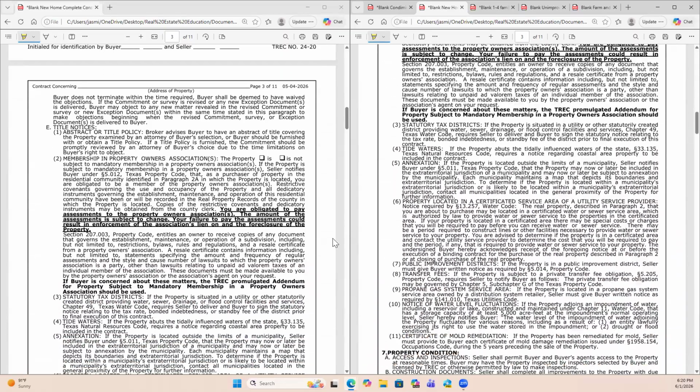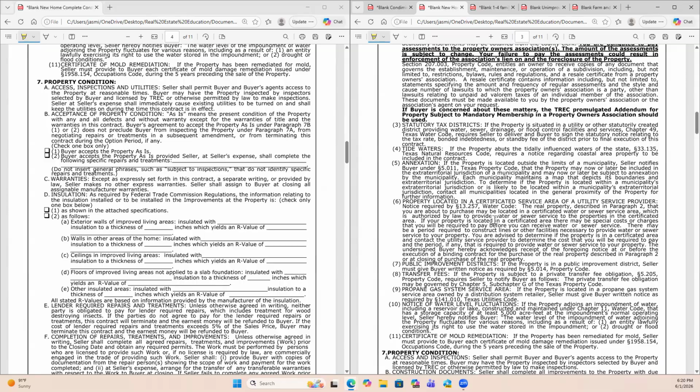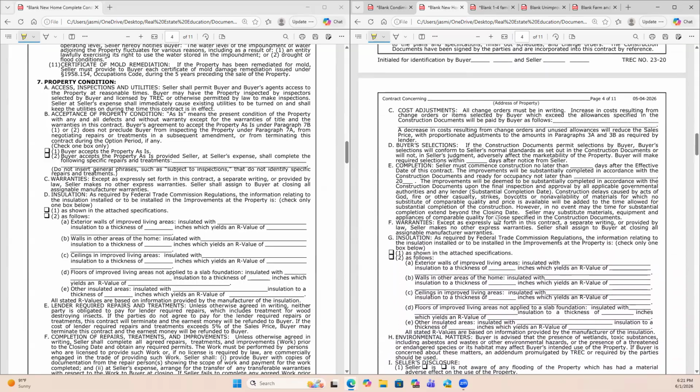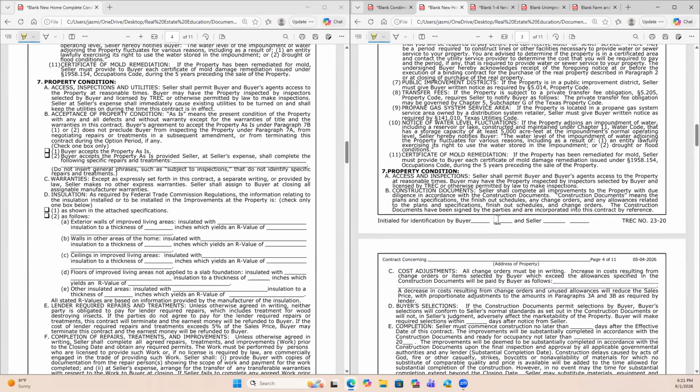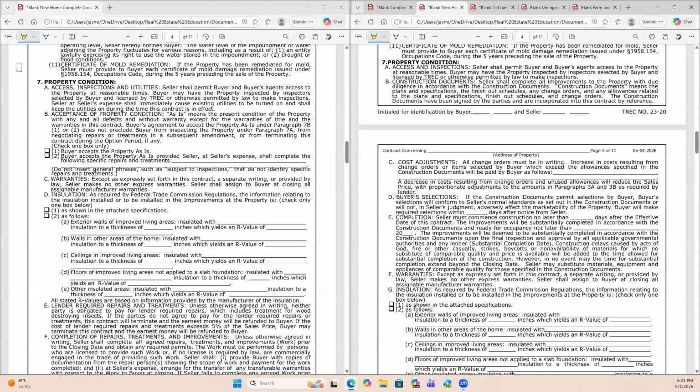Then you keep on scrolling. We need to know if the house is in an HOA. We need to know if we're taking the property as is, all of the things. Then you get to paragraph 7. Okay. So 7, we have the access. This is all the same.